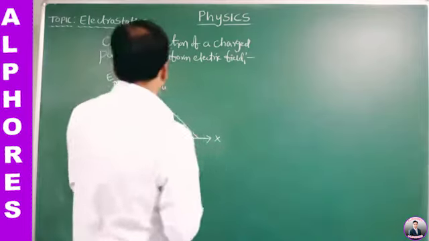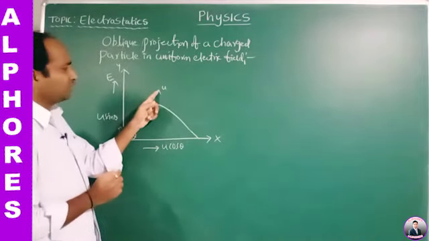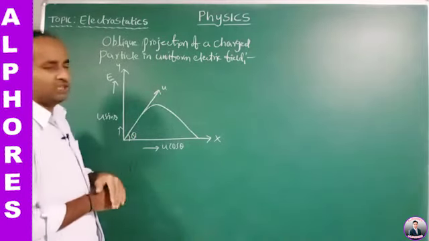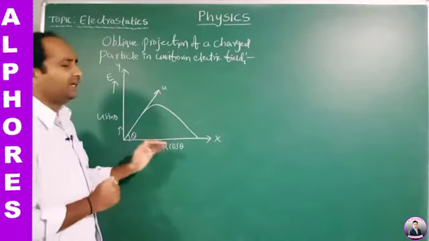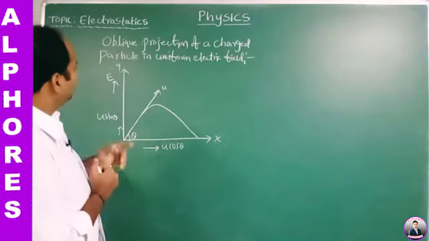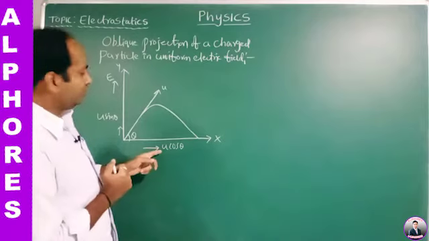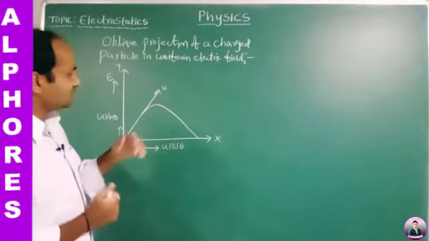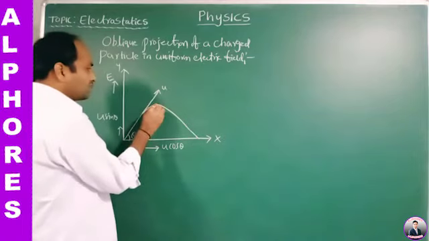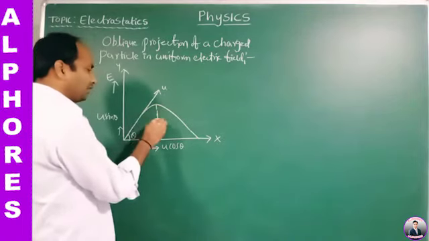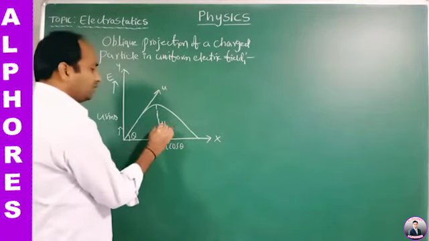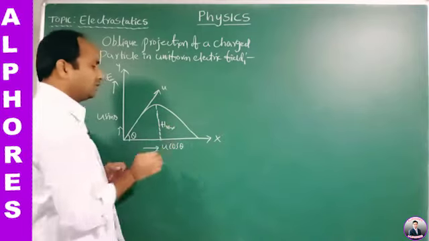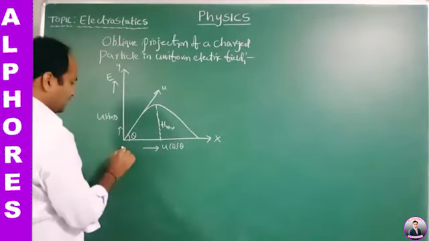If a charged particle is projected with an initial velocity u, which makes an angle theta with the horizontal, the horizontal component is u cos theta and the vertical component is u sin theta. In such a condition, what is the expression for the maximum height H max? And this is the range.